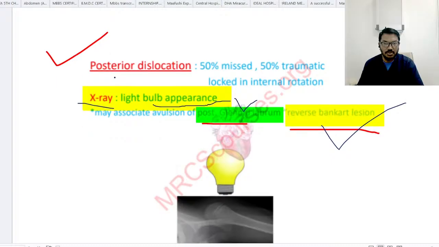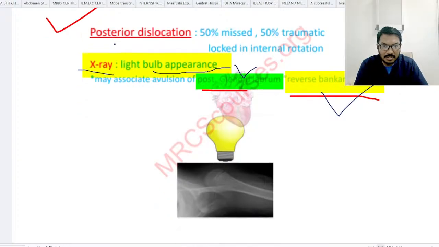Posterior dislocation. This is an exam question. In the X-ray there will be a light bulb appearance, something like this, with 50% missed and traumatic loss of internal rotation. The light bulb appearance is outside of the joint capsule, and it may be associated with posterior glenoid labrum injury and reverse Hill-Sachs lesion.